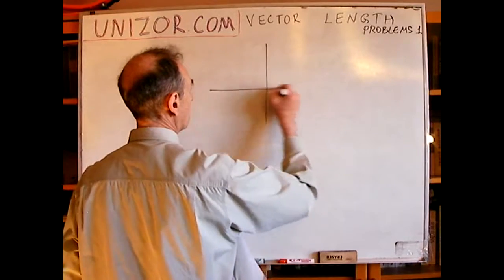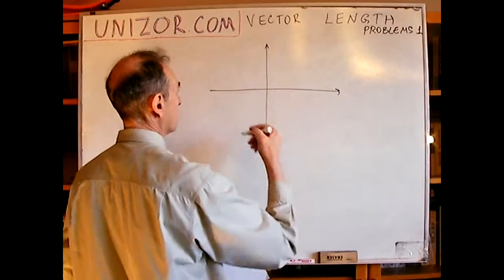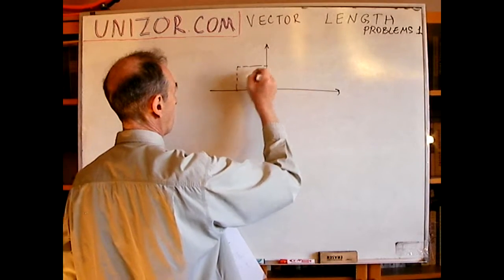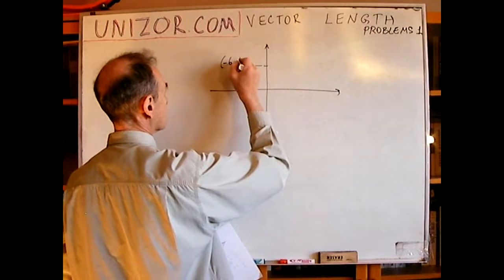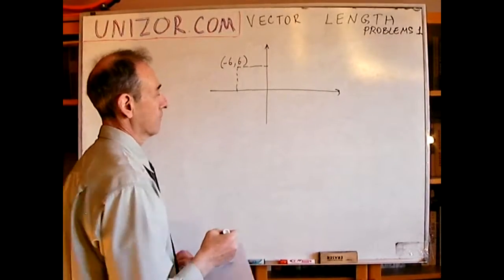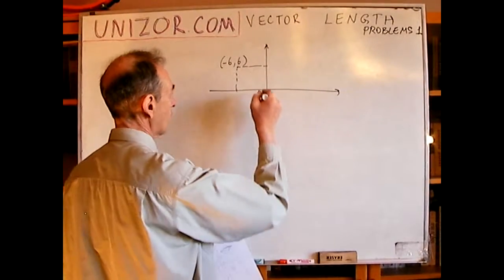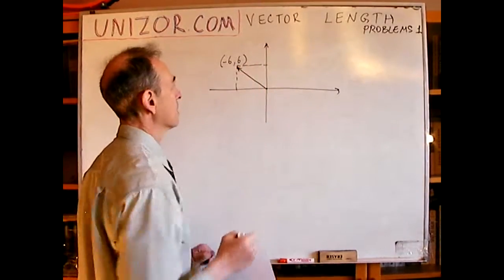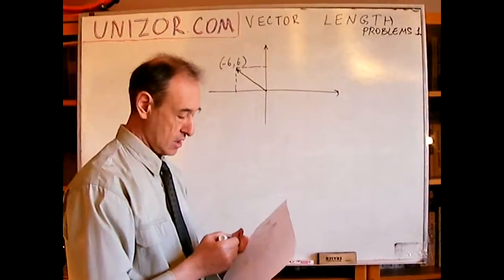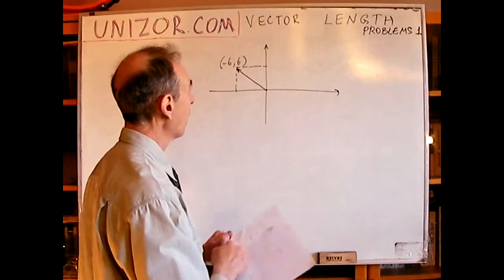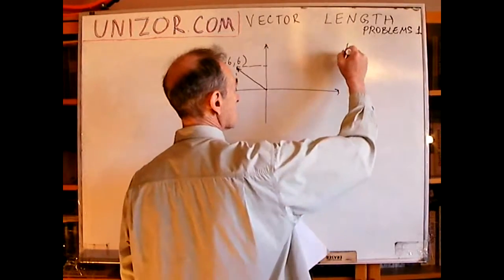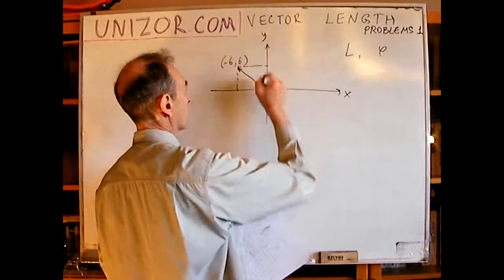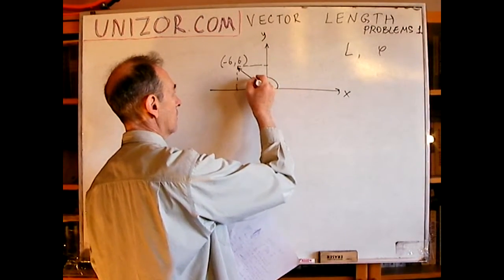Given a vector in its tuple representation, minus 6, 6. So this is an endpoint of the vector originated at 0, 0, going towards this direction. So the question is, what are its length and angle with the positive direction of the x-axis, which means this angle.